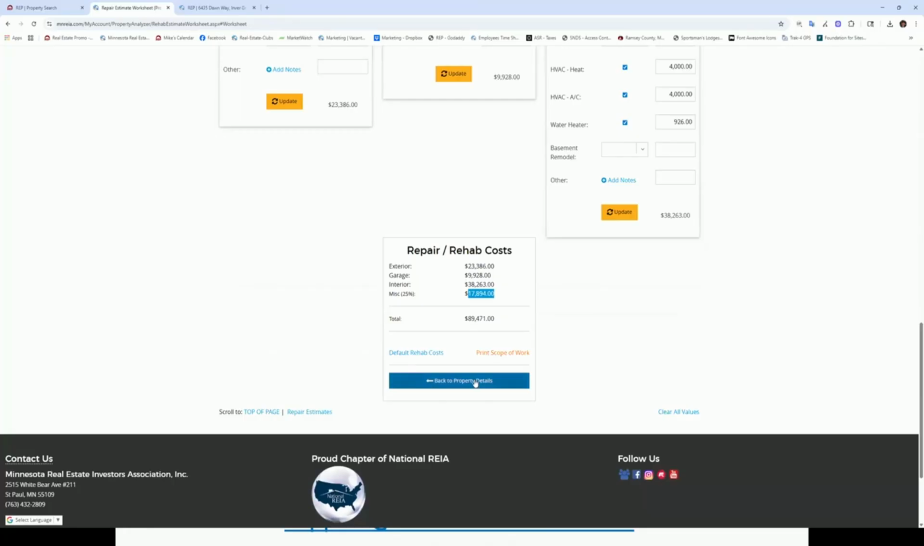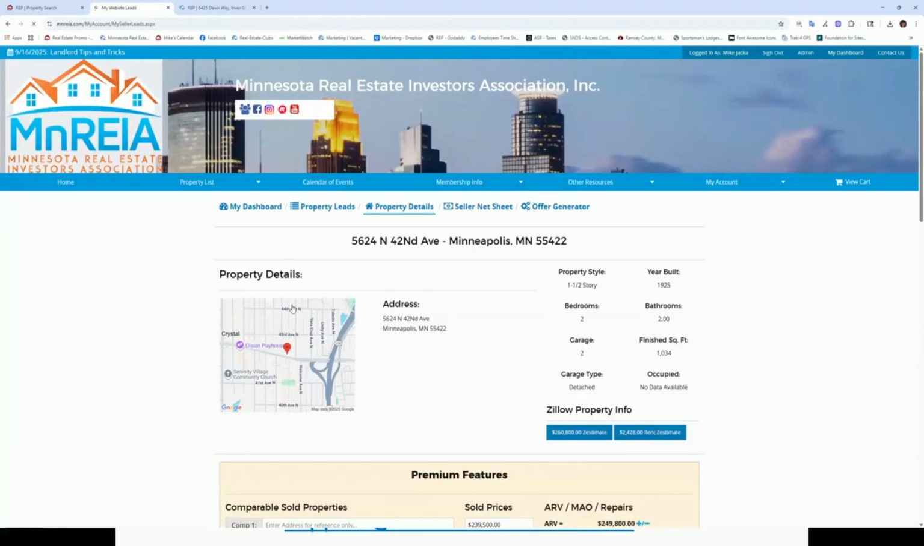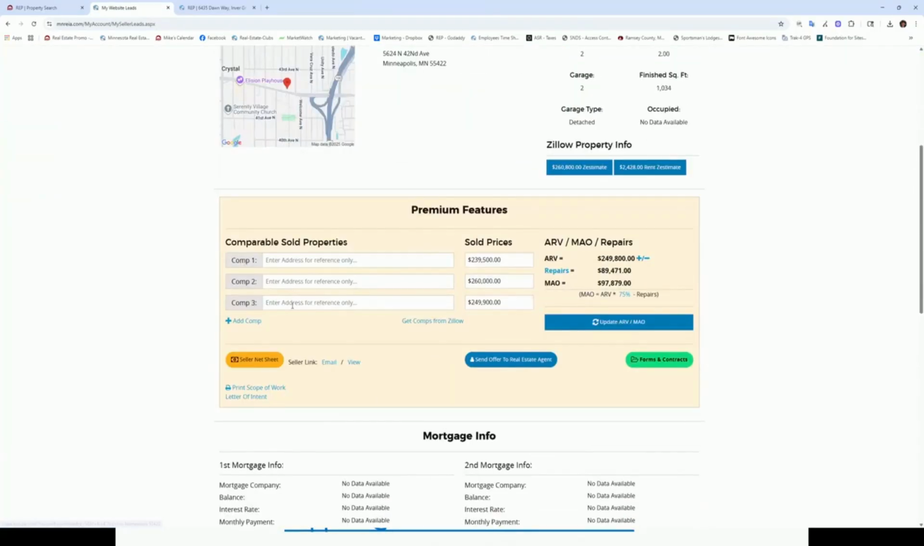So then we come back, we're going to go to the property details, and the next step we have to do is figure out, well, what's the value of the property? Right? Because I put this one in here before, I already ran some comps on it. So I went and found, let's say, 3 different properties that have sold recently. I found one for $239,500, I found one for $260,000, and I found one for $249,900. So then when I put that in here and I hit update ARV, it's going to determine what the ARV is on the property.